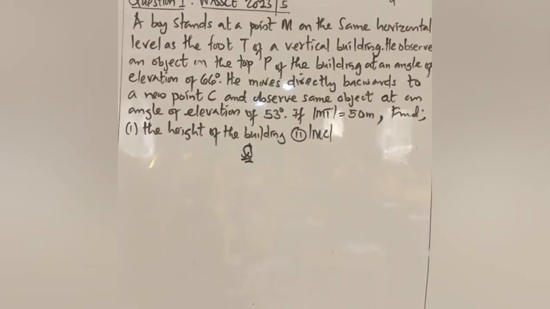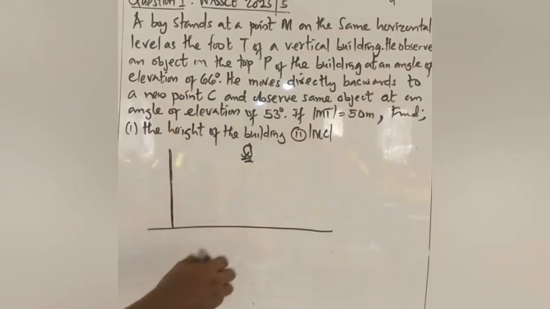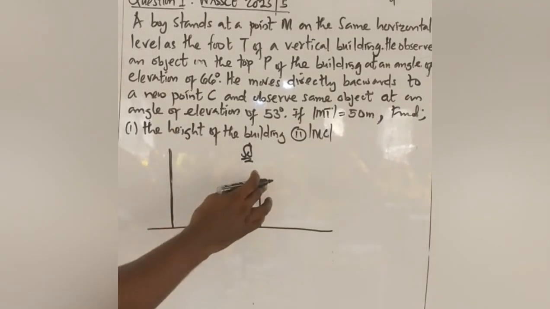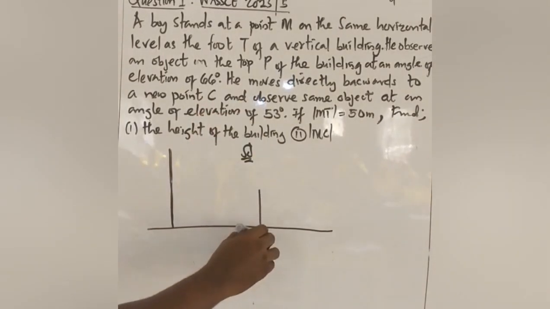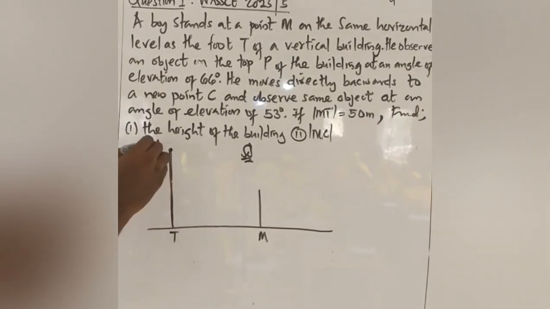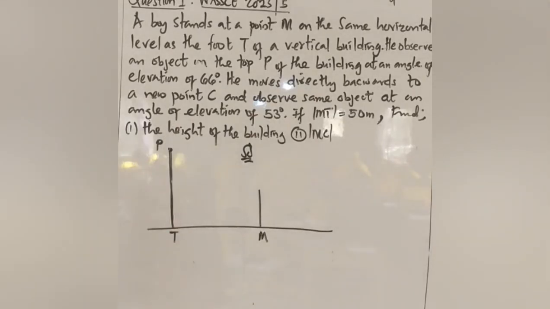A boy stands at a point M on the same horizontal level as the foot of a vertical building. So let's say this is the horizontal level and this is the building. This is the boy. The boy stands at a point M on the same horizontal level as the foot T of a vertical building. He observes an object on the top P. So this is top P of the building at an angle of elevation of 66 degrees.